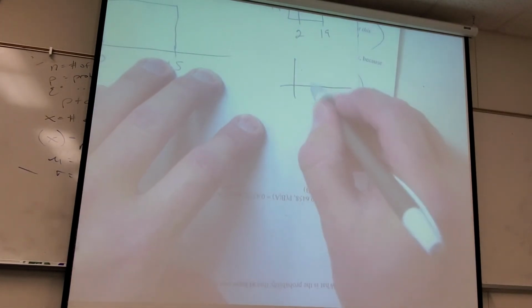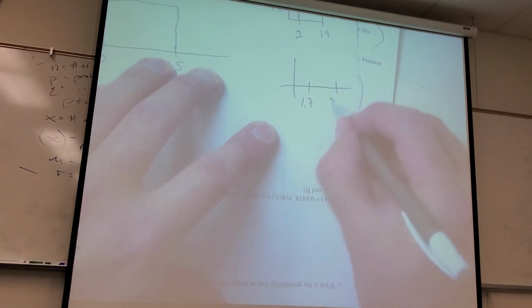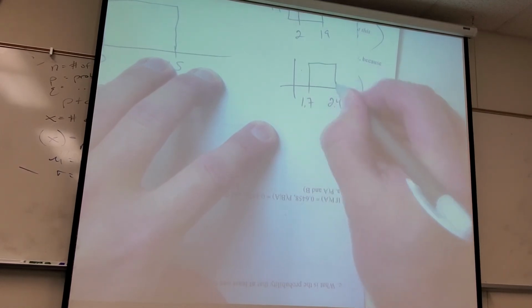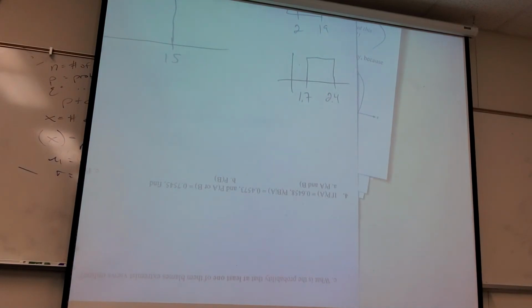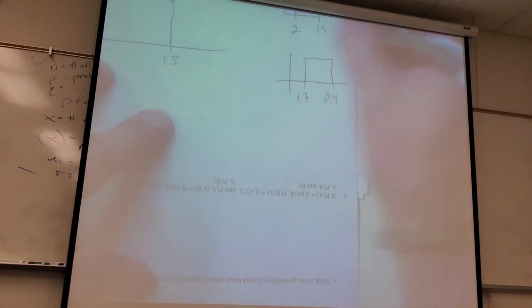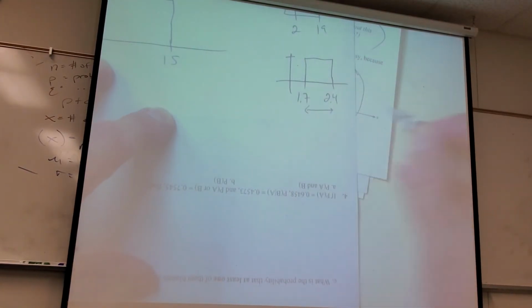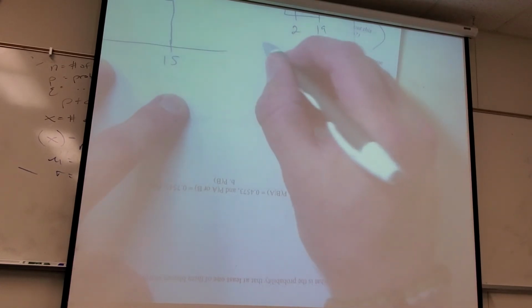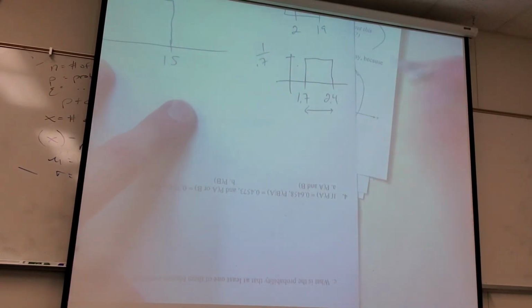Here's a niftier one. What if it was from 1.7 up to 2.4? Should be 1.42. And we can be better than what some of you guys are doing. What's the width? 0.7. So what's the height? 1 over 0.7. Which is 10 over 7. Which is better than any decimal you want to give me.